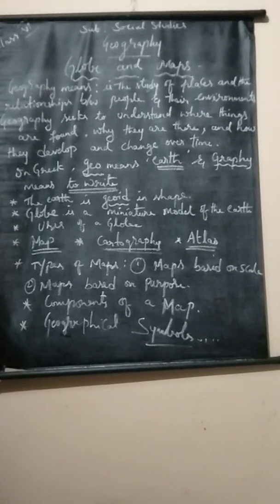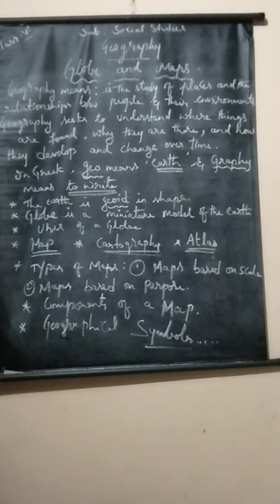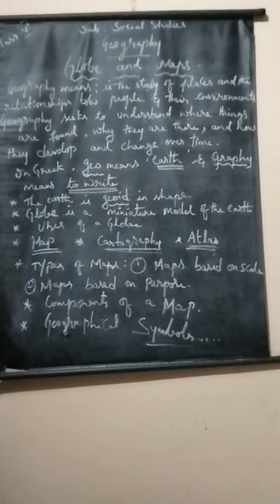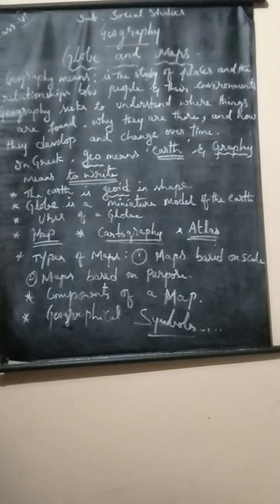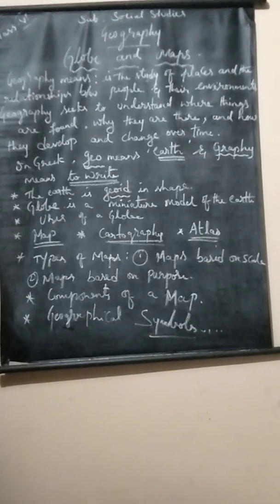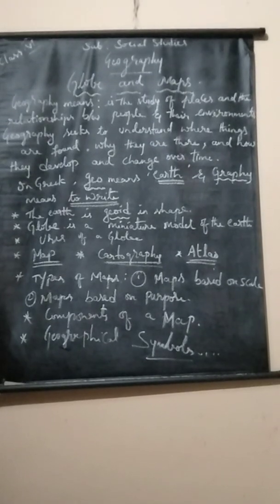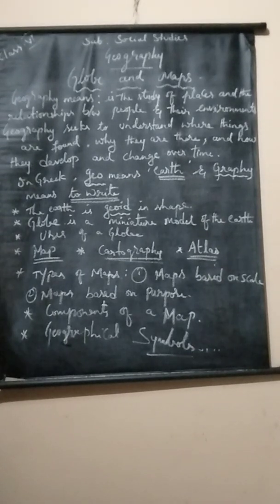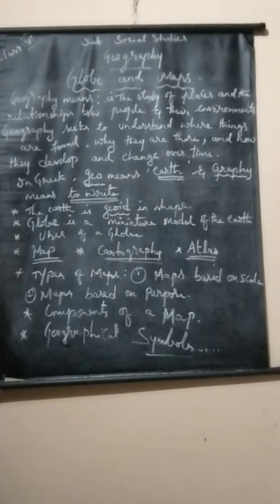It gives general information about the geographical features such as mountains, plateaus, plains, deserts, islands, rivers, etc. Next, students, let's study about the maps. A globe gives us only very general information about the earth, isn't it?